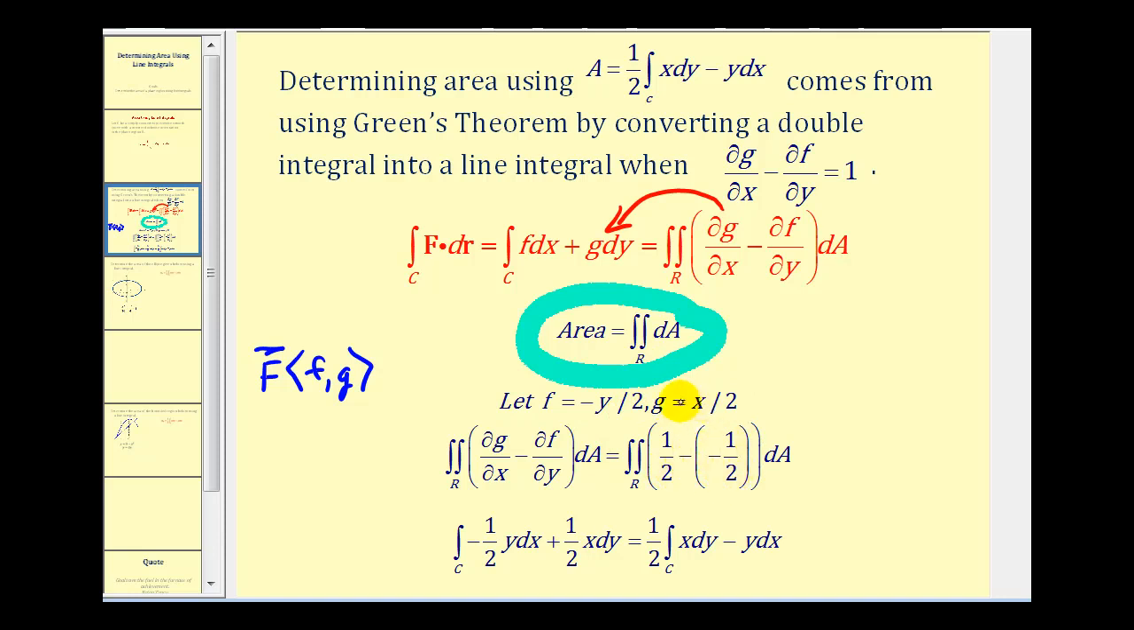So if we use these functions and write the line integral in differential form, f dx would be negative 1/2 y dx, and g dy would be 1/2 x dy. So now if we factor out the 1/2 and then put the positive differential first, we'd have x dy minus y dx. And this is a line integral that will give us the area of the region as long as it satisfies the conditions of Green's theorem. Let's take a look at our example.